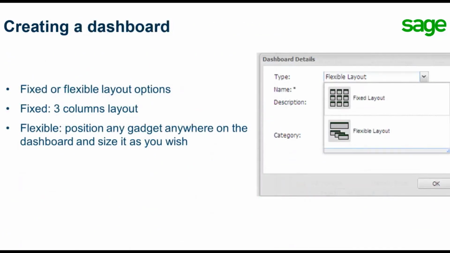Creating a dashboard. There are two layout options available when creating a dashboard: the fixed layout and the flexible layout. The fixed layout option has 3-column gadget display, and they are all the same size. Flexible gadget sizing enables a user to reposition and resize gadgets on their dashboard in whatever way they prefer, offering maximum personalization. We will see these later on after the presentation when we create a dashboard.